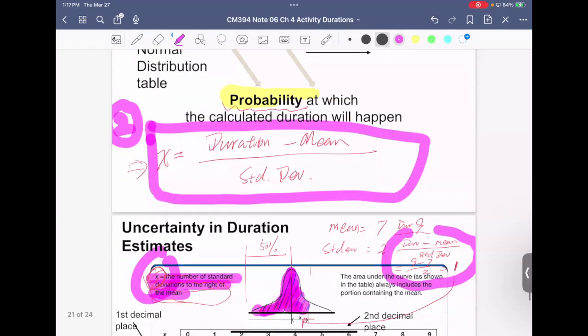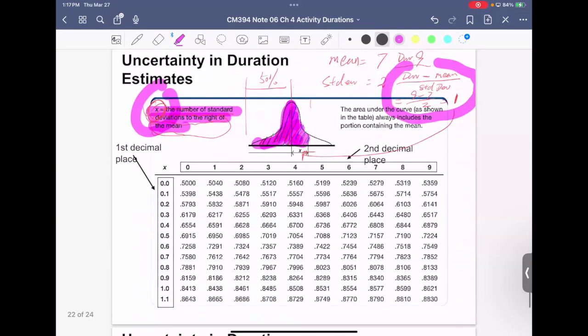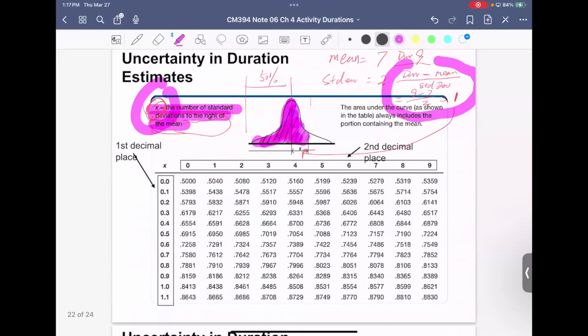All right, so now we're taking a look at how we use those tables. In this table, this x is determined by two things. In this column over here, you will see 0.0, 0.1, 0.2. Those are the first decimal place of the x. And then this 1, 2, 3 is the second decimal place of this x.